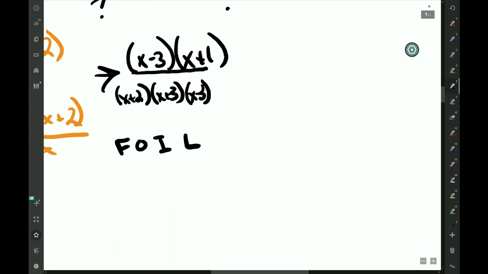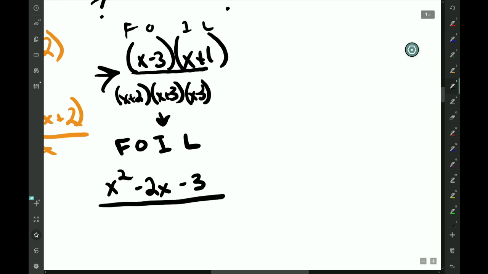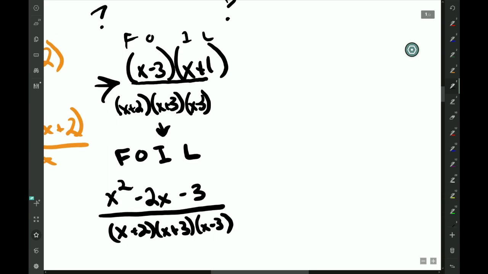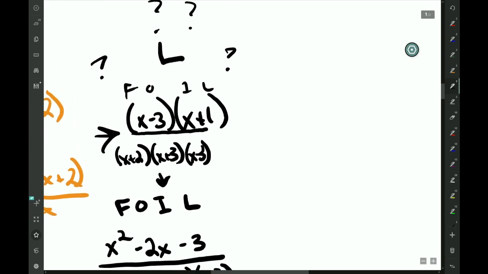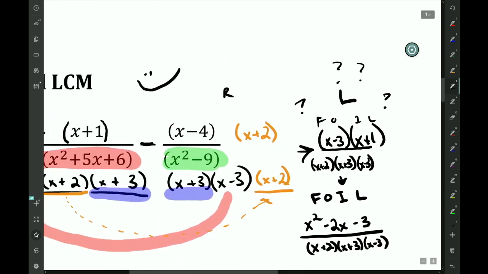So what it becomes is x squared minus 2x. I'm kind of doing this in my head again. So first, outside, insides, last. Minus 3. All over that denominator. You got this. So that is the left fraction. Now, what about the right fraction?